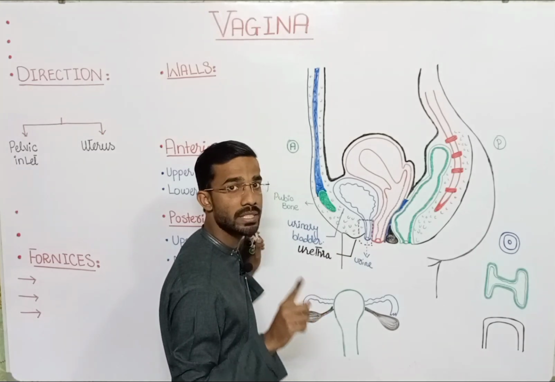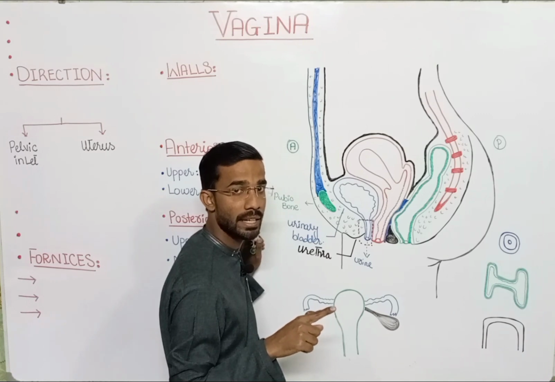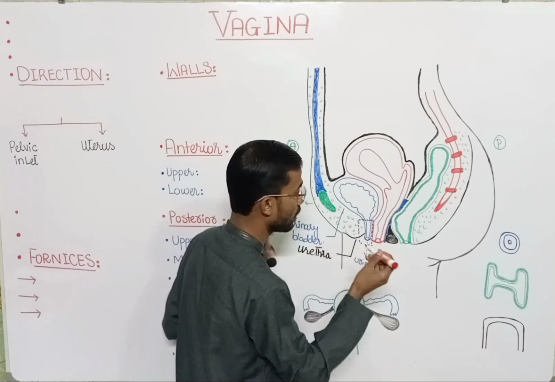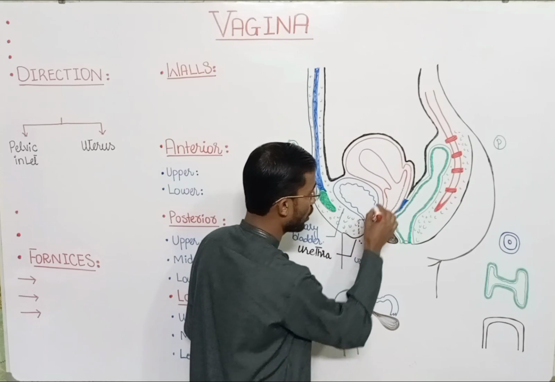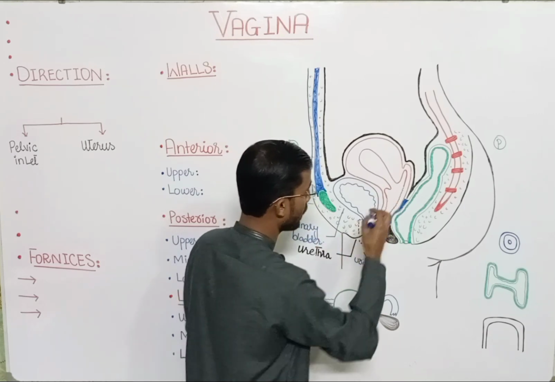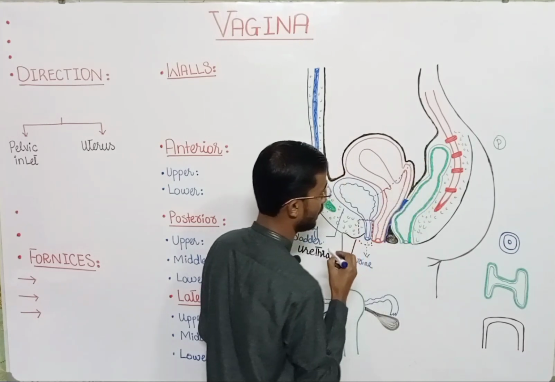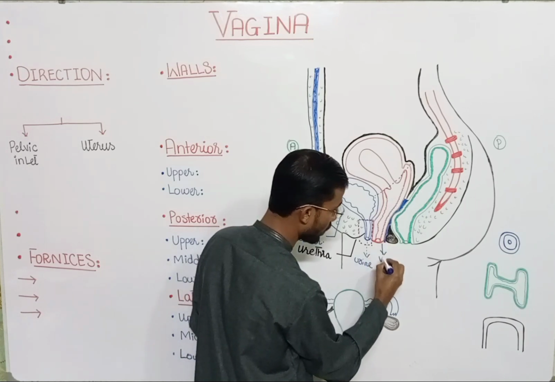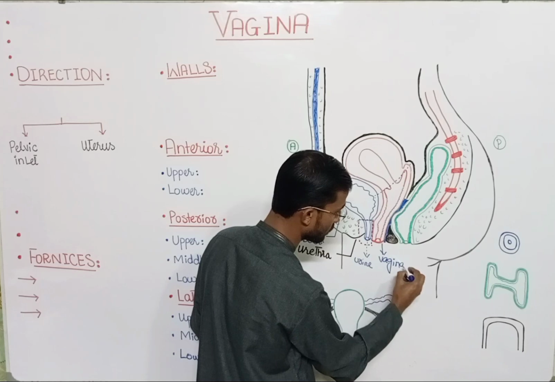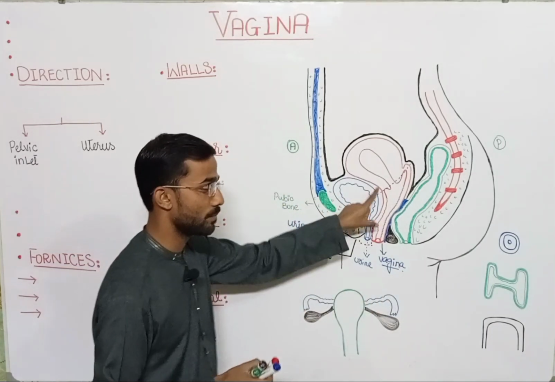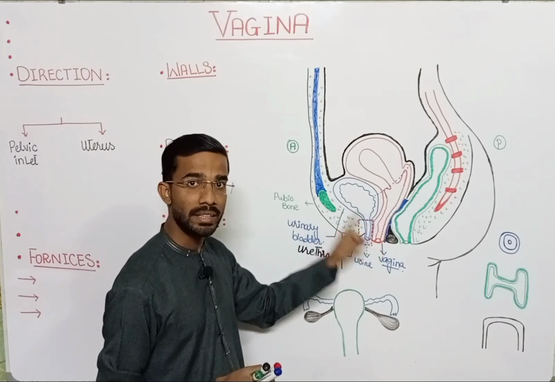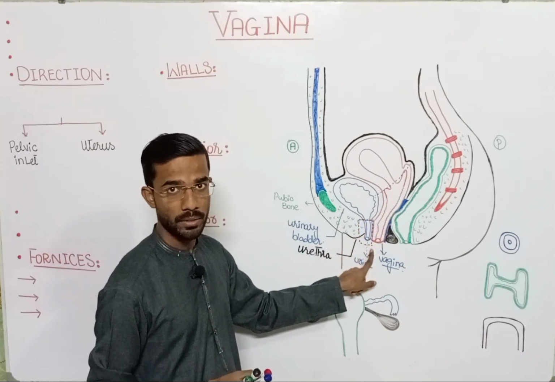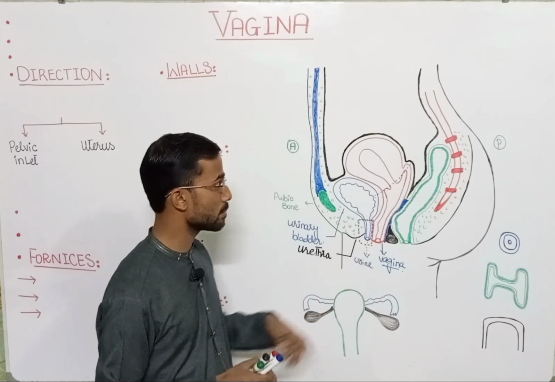But in this lecture we will discuss the female internal genitalia, specifically the vagina. The first portion of the internal genitalia is the vagina. Up till here, this whole structure is part of the vagina, which is a canal. The vagina is also called the birth canal, because in that situation the baby passes through this canal. That's why we call the vagina the birth canal.